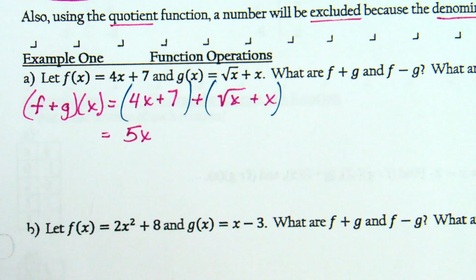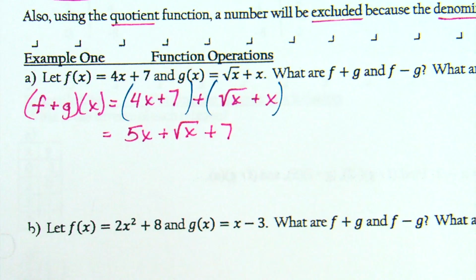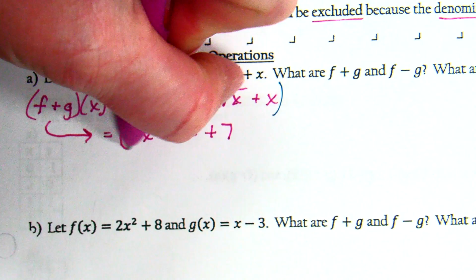Now, officially you can write them in either order. I tend to go from highest to lowest power. So I have 5x plus square root of x plus 7. If you put 5x plus 7 plus square root of x, that's fine. MathXL would see it as fine too, as far as I know. But unless you can simplify any farther, guess what? You're done right there. Okay?